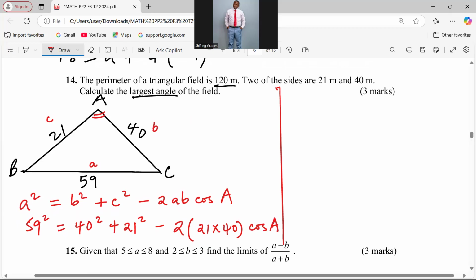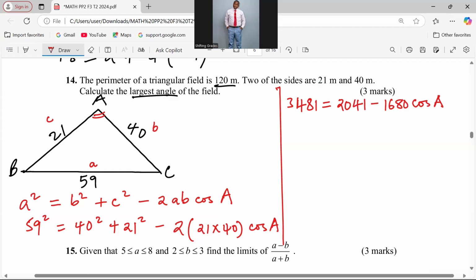With that in our mind, can we talk about 59 squared, which is 3481, equals 40 squared plus 21 squared, which is 2041, minus 2 multiplied by 21 by 40. This becomes 1680, cosine of the angle at A.